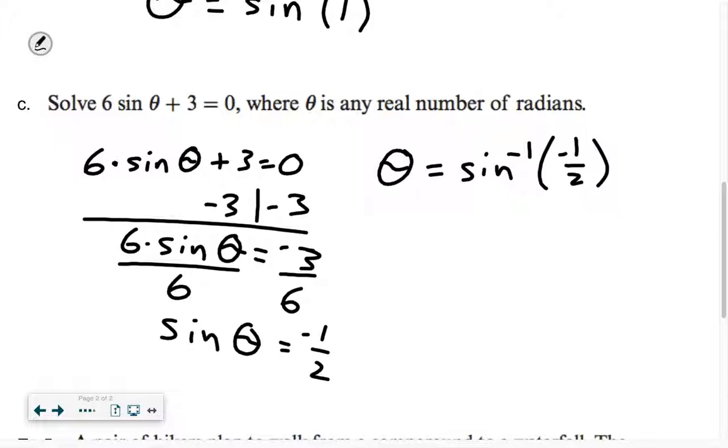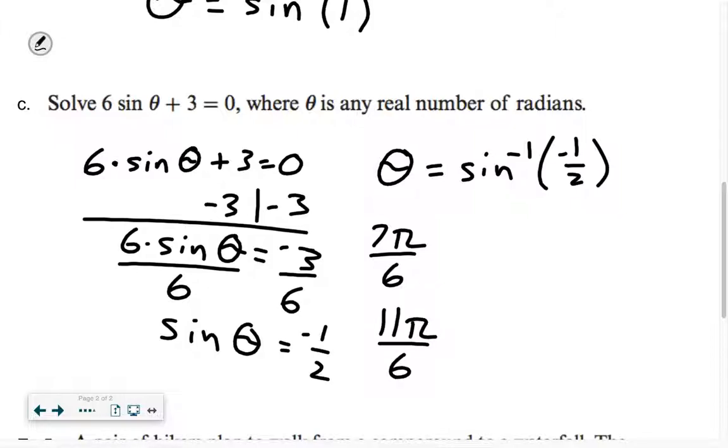Do we see it? Yeah. What are they? 210 and 330. But which one do we want? Degrees or radians? Radians. So you're right with the 210, but instead we need to write it with the radian measure, which is 7 pi over 6. 330, you're right, but 11 pi over 6.